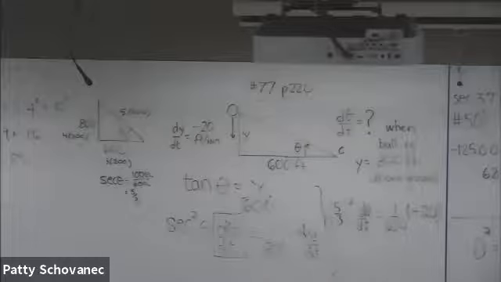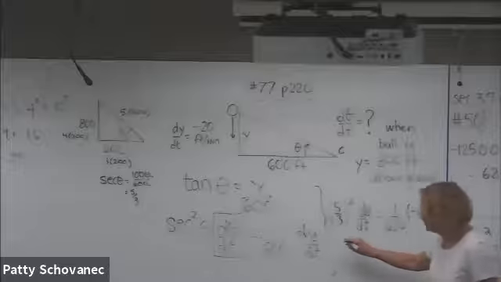You just put the value of secant in for all the secant things. Are we just assuming the dy/dt is constant? Yeah, it told us that. It's coming down at a constant rate of 20 feet per second. So that's 25/9 here.